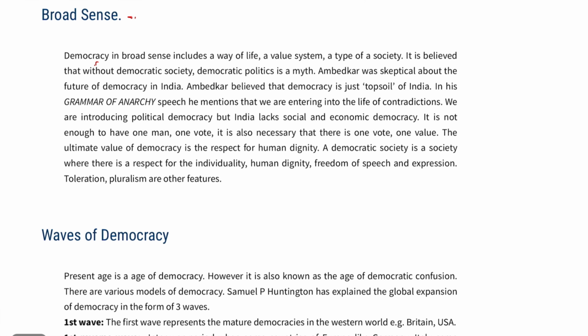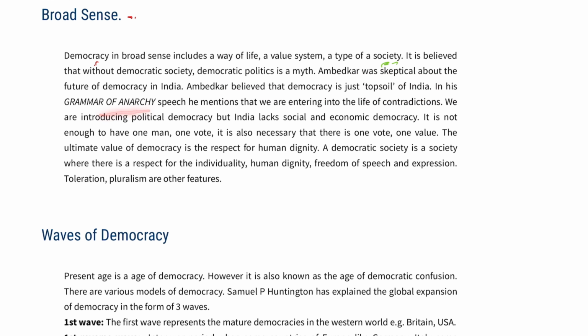Democracy, in the broad sense, includes a way of life, a value system, a type of society. It is believed that without democratic society, democratic politics is a myth. That is the broad sense, all right. And Ambedkar was skeptical about the future of democracy in India. Ambedkar believed that democracy is just the topsoil of India.